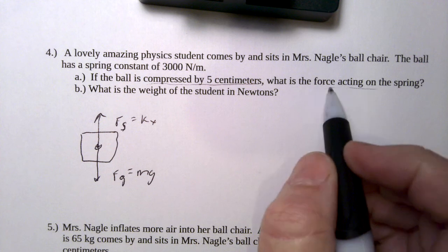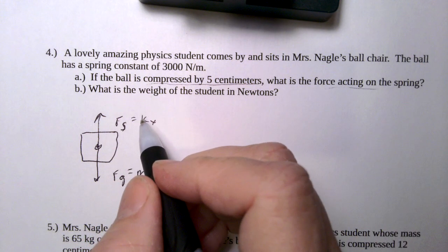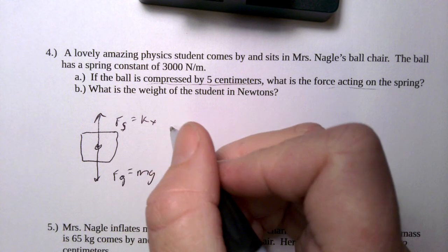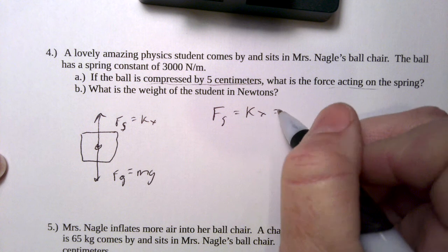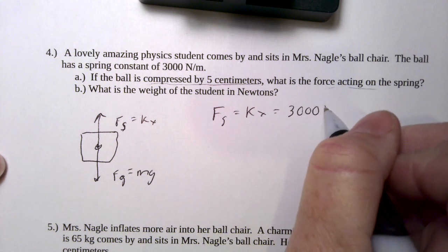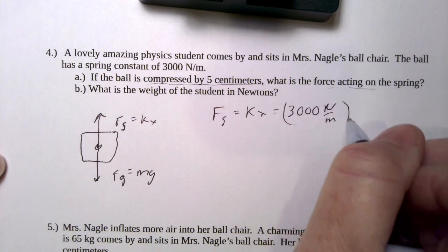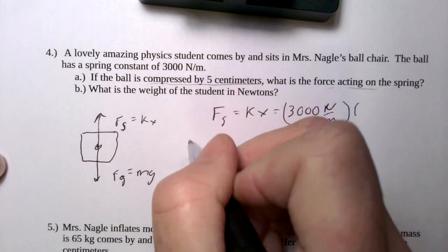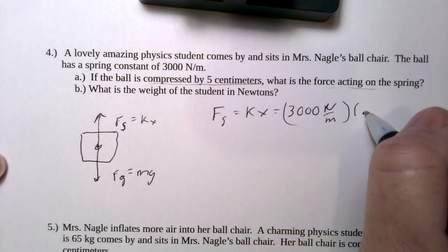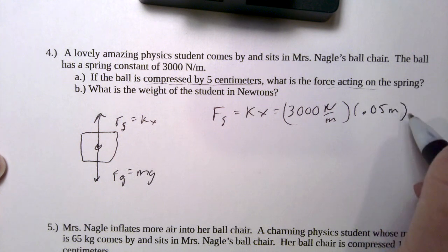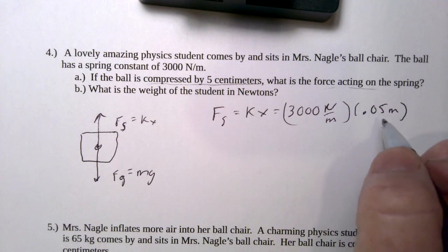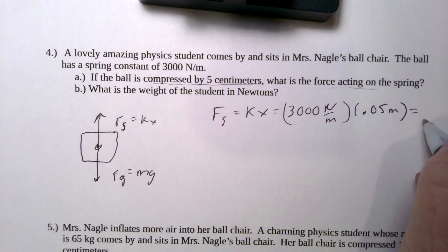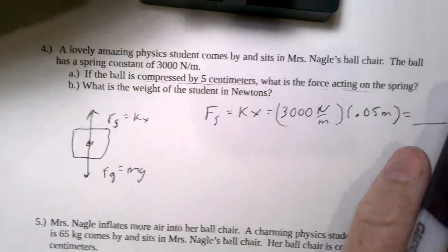Oh, I should rewrite that. Force acting on the spring. Let's look at the spring constant. Force of the spring, Kx. I've got my 3,000 newtons per meter. I multiply. Now I can't use 5 centimeters. I've got to use 0.05 meters. How do I know? Take that number, divide by 100. It's not 5, it's not 0.5, it's 0.05. It's very tiny. Multiply them together. Bam, your answer. And the final answer is going to be in newtons.